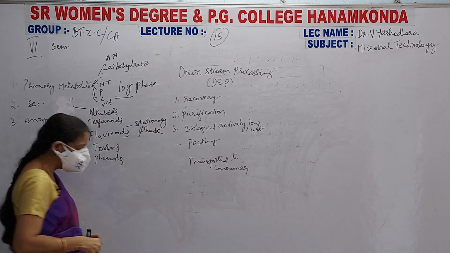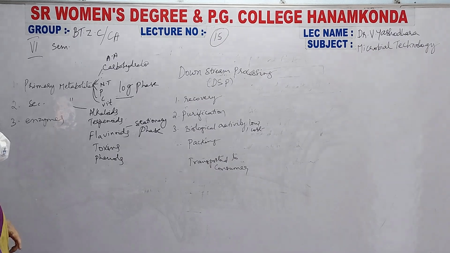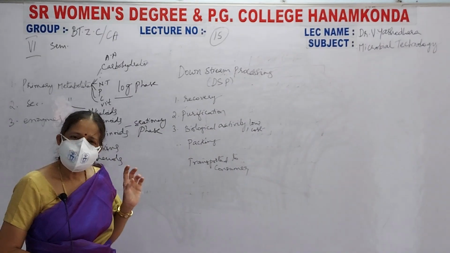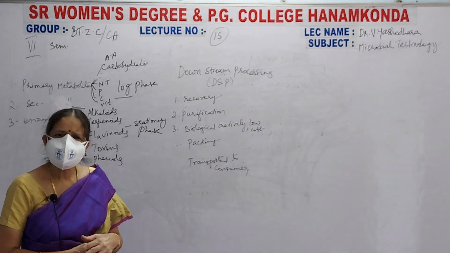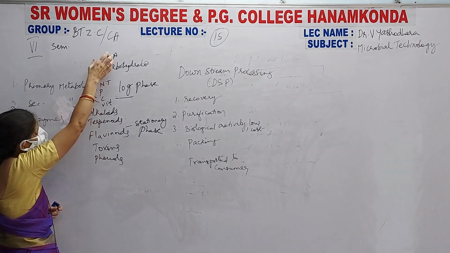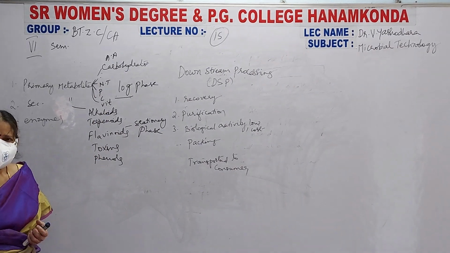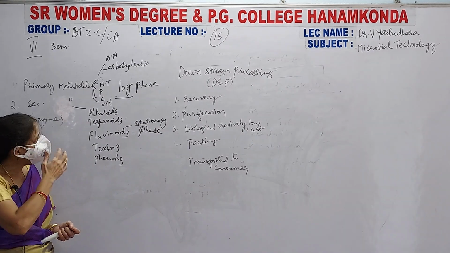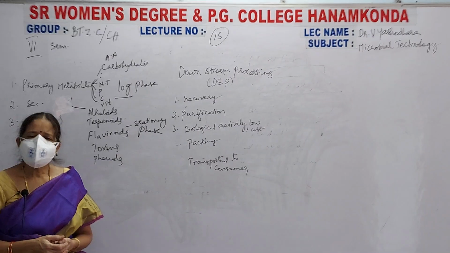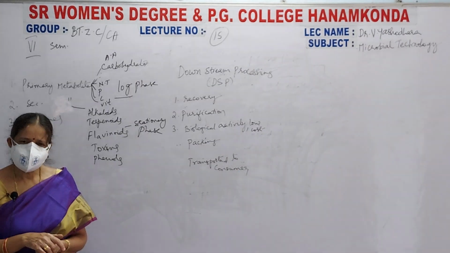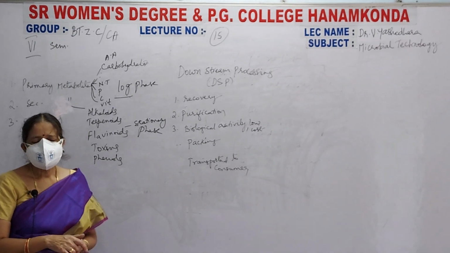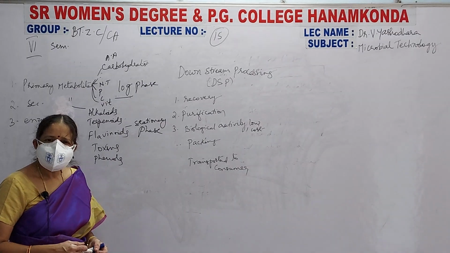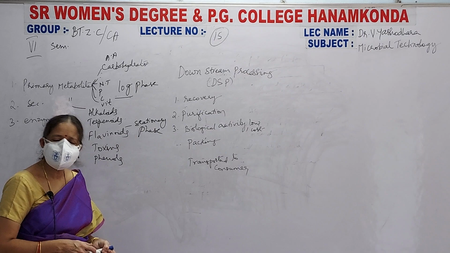That is, at the starting of the stationary phase, after log phase, when the cells enter into stationary phase. All the microorganisms produce primary metabolites during log phase. But once the cells enter from log phase to stationary phase, not all the cells are capable of synthesizing these secondary metabolites. Only some of the microorganisms are capable of producing them, and these secondary metabolites are produced only during stationary phase.